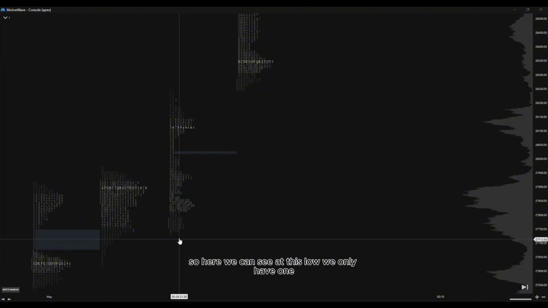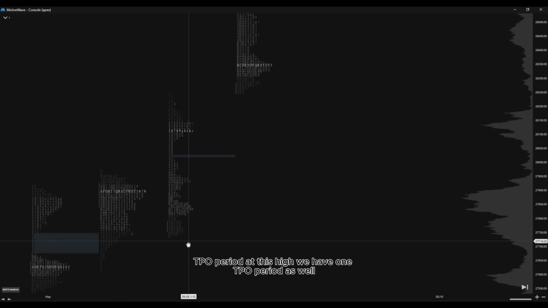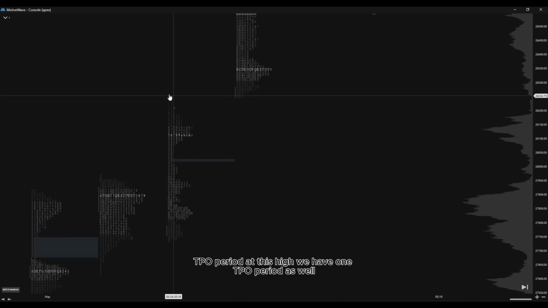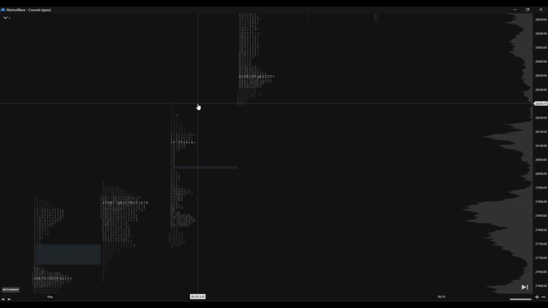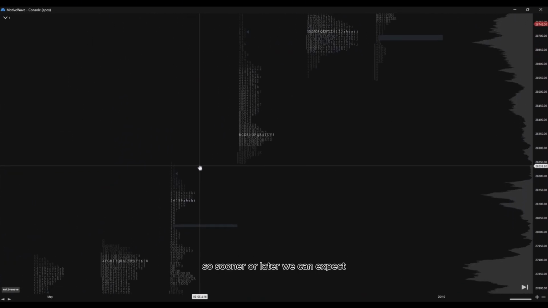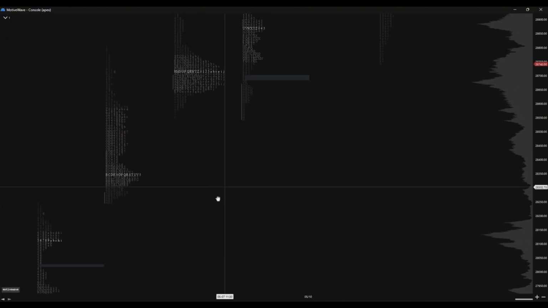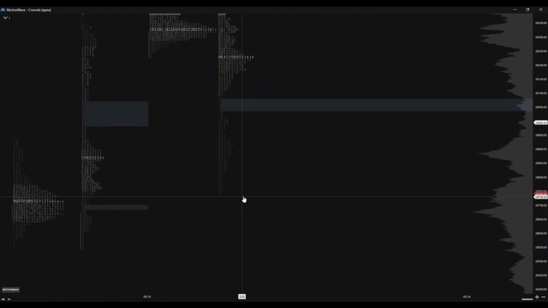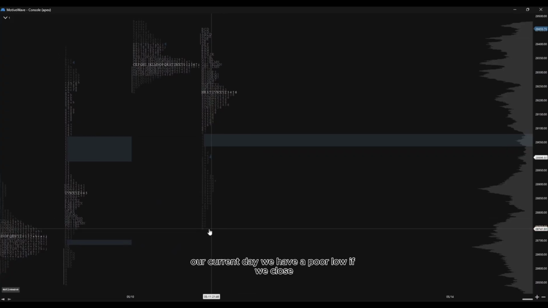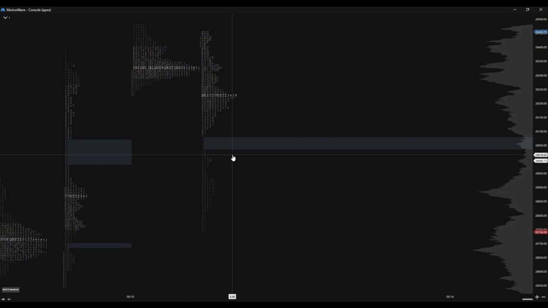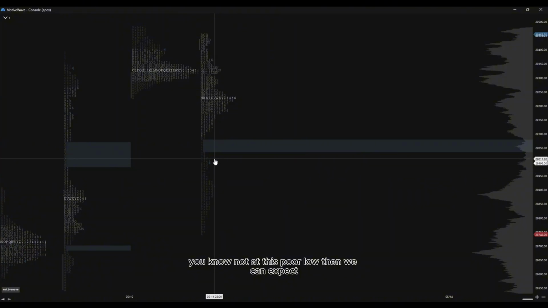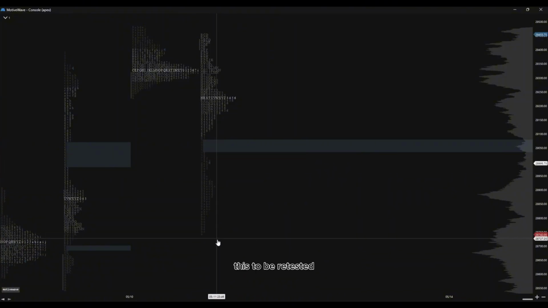So here we can see at this low we only have one TPO period. At this high we have one TPO period as well, indicating this poor low that we have and this poor high that we have. So sooner or later we can expect this poor low to be retested. Same here, our current day we have a poor low. If we close not at this poor low, then we can expect this to be retested.